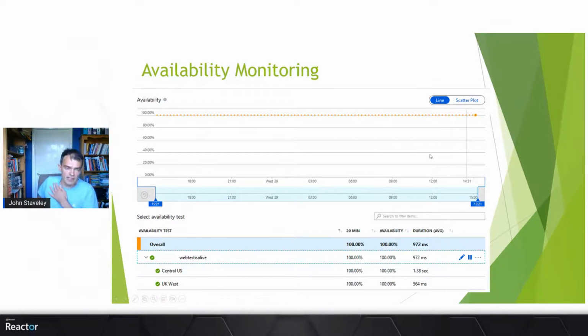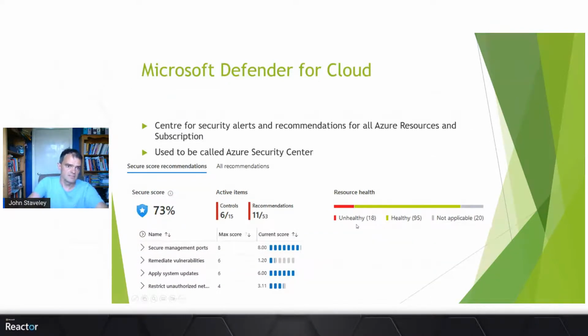In terms of CIA, confidentiality, integrity, and availability, Azure has an availability monitoring tool, and you can set it up to poll your website from different data centers across the world to make sure it's available, and of course email you if it's not available. So Microsoft used to be called Azure Security Center, but now it's Microsoft Defender for the Cloud.